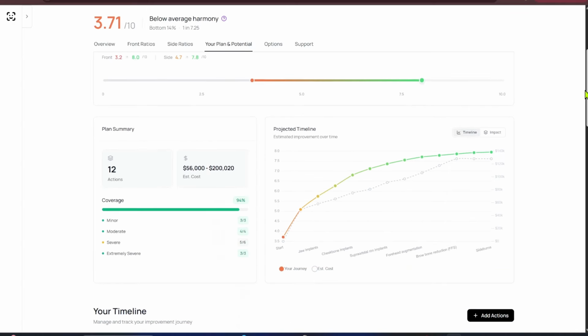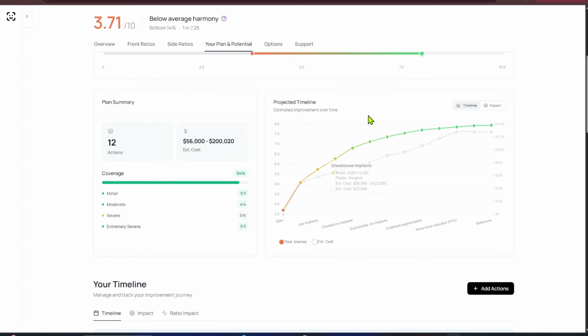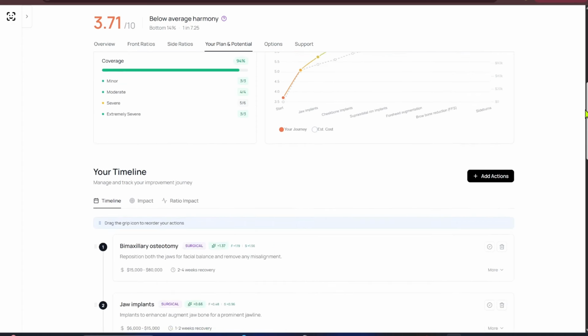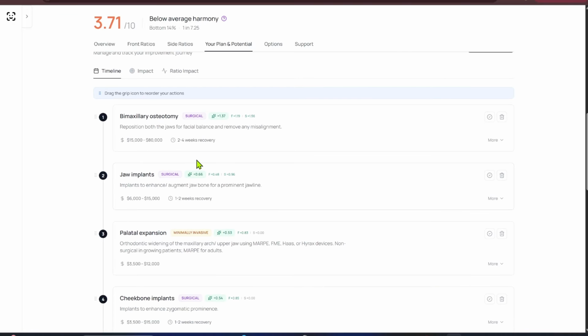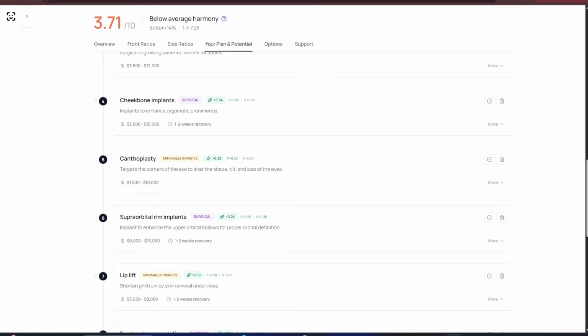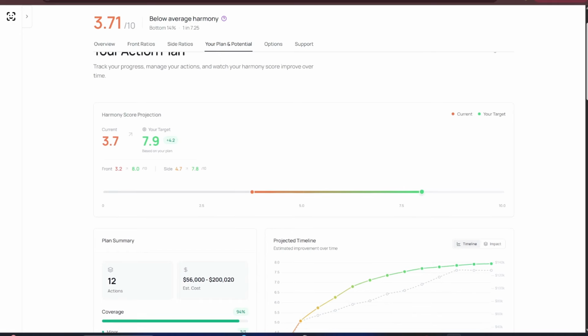His current is 3.7. So you can see the procedure cost. This is including surgeries and all kinds of things. So the bimaxillary osteotomy. Okay. This would bring him up to 5, this boost, but it would actually bring him up much more because he's already closer to 5, 2 to 4 week recovery. So you have surgical, you have minimally invasive, different things. So you really need to pay attention and fully max out your natural potential before doing any of these. But this is a pretty good analysis.